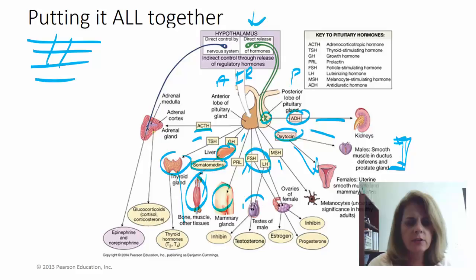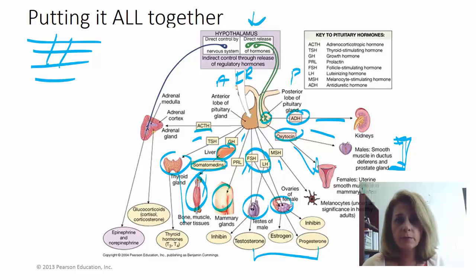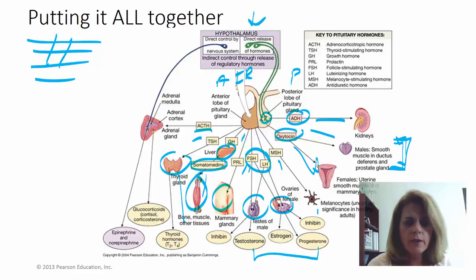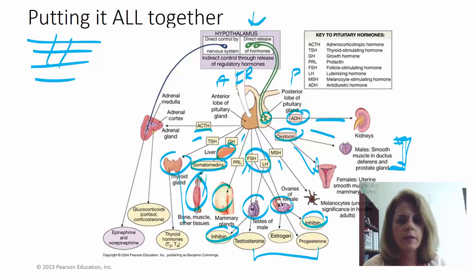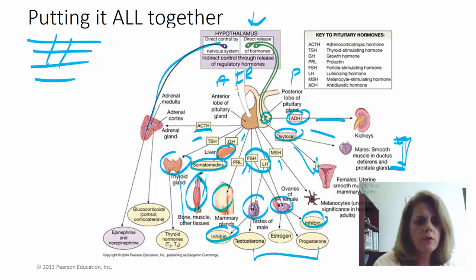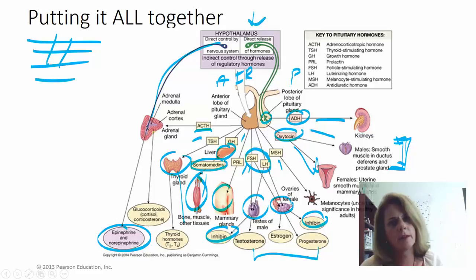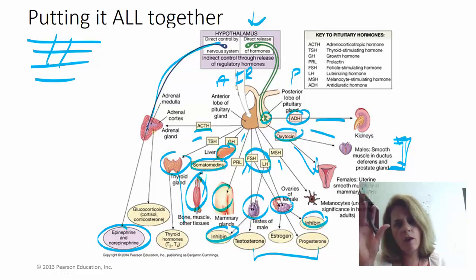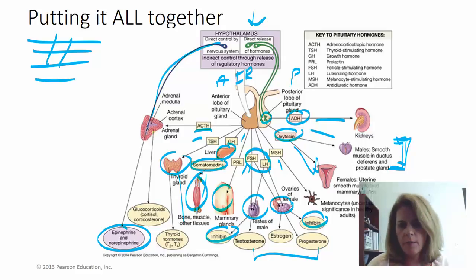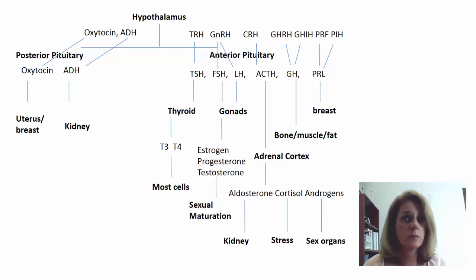FSH and LH, they're going to target the testes and the ovaries, and you're going to get even more hormones: testosterone, estrogen, and progesterone. We also have another hormone called inhibin. We'll talk about that a little more later, but there is an additional hormone there as well. You also have the direct control of the adrenal medulla. So remember, you get that production of epinephrine and norepinephrine. So this is just a really nice way to have all of this on one page. I also wrote it a little more simplistically because I know that slide's a little busy.